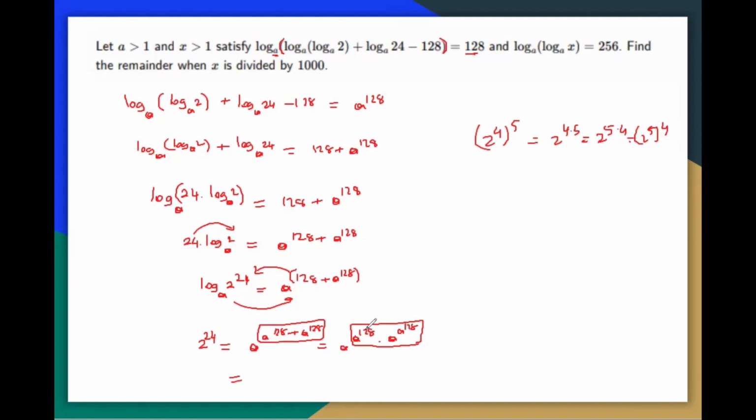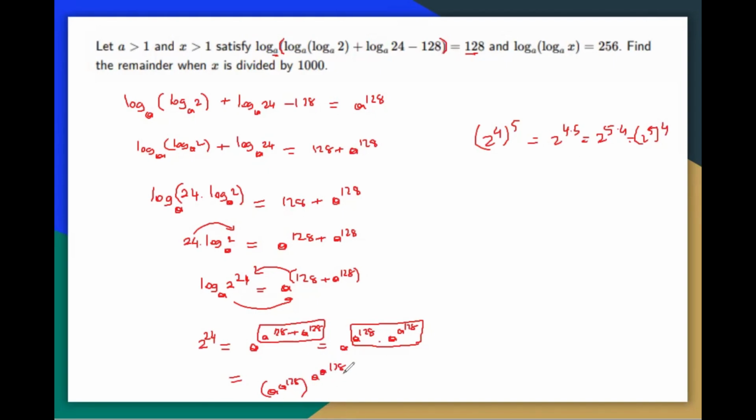So meaning that I can take this guy and write it as a power of this, and then as one number to this exponent, which can be written as a to the 128 power. Let me write this slightly better: a to the 128 power to this power, which is a to the 128. I hope that makes sense, and this is exactly what we did right here.